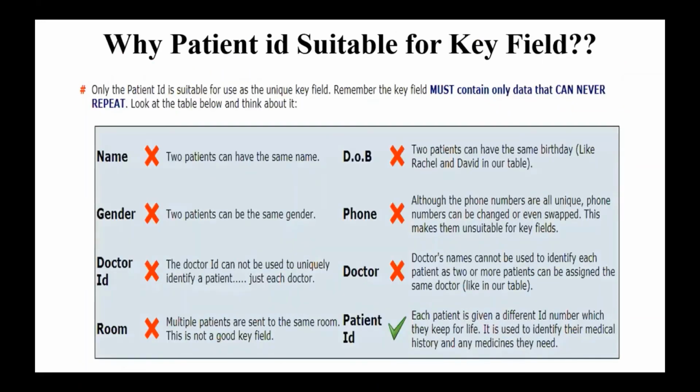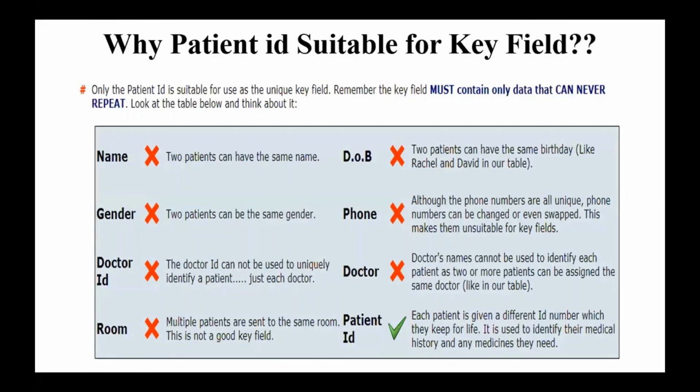Here I will just brief you why I have chosen patient ID as a unique field. Two patients can have the same name. That's the reason I cannot choose name as my key field. Gender, again, there are multiple patients having the same gender, male and female. Also, one doctor can treat multiple patients. Hence, doctor ID cannot be my unique key field. In one room, you can have multiple patients. That's the reason I cannot take room as my key field.